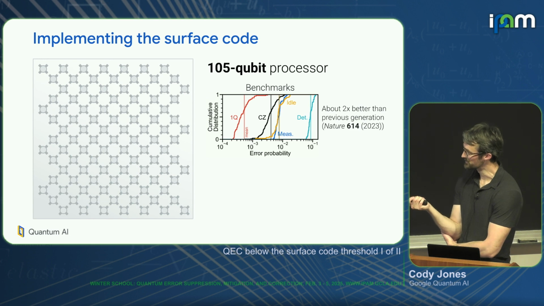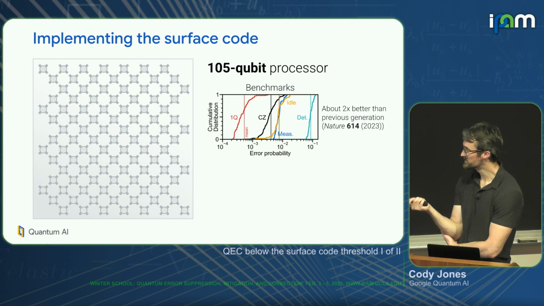And I guess for visual aid, the means are also shown as these faded lines. So you can see that our single qubit gates are the best. That came up earlier as part of another question. Error rates are a few times 10 to the minus 4 for median. CZ gates here are about 3 times 10 to the minus 3 is the median value.